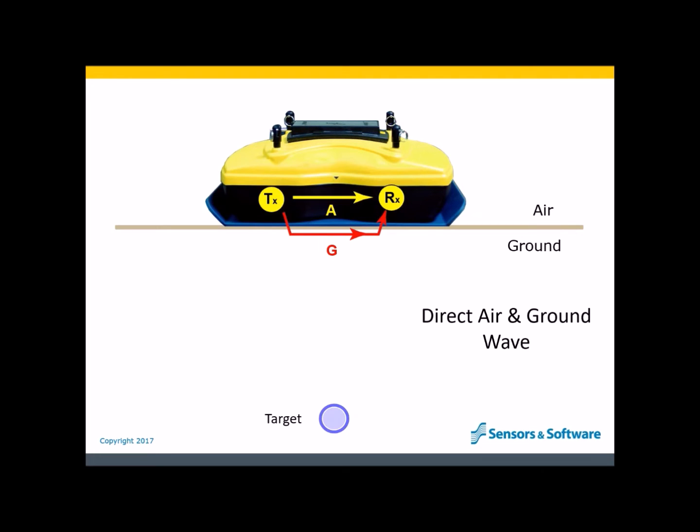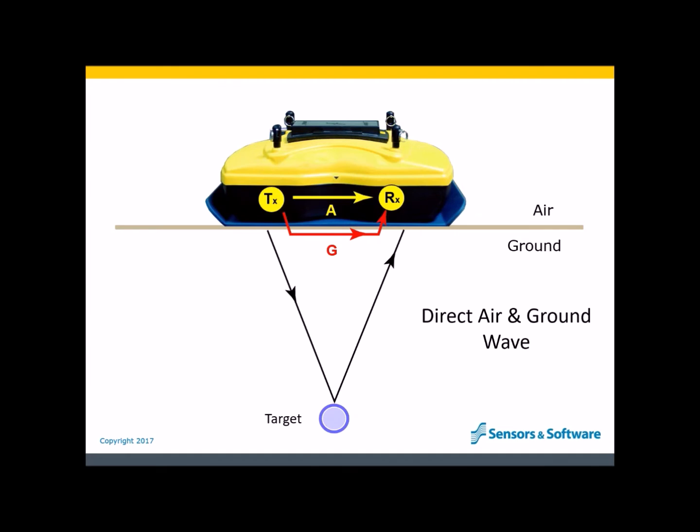There is also energy that travels along the ground surface at ground velocity that arrives at the receiver a few nanoseconds after the direct airwave. This is called the direct ground wave. In seismic, this would be called ground roll. Now, of course, the signals we are most interested in are those that travel into the subsurface and reflect from objects.